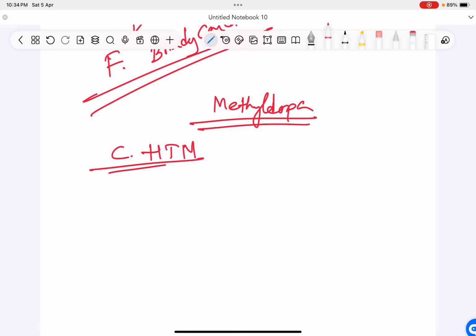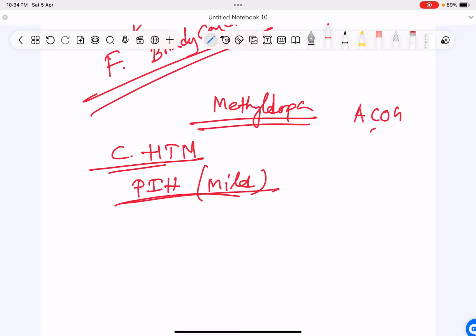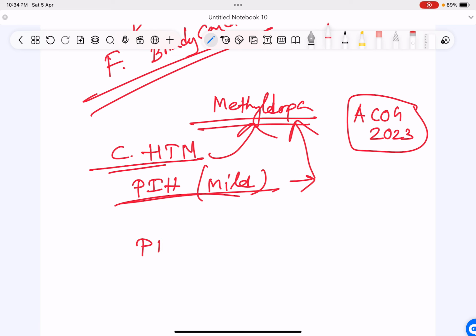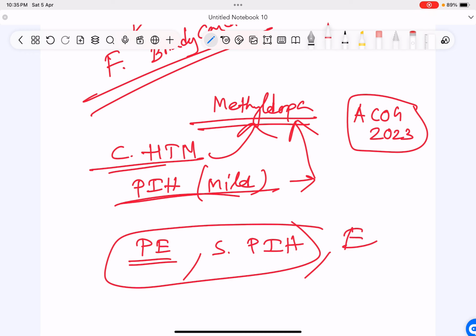And if the patient is a PIH patient who is mild PIH, although in mild PIH we don't recommend, ACOG 2023, ACOG guidelines are saying not to start antihypertensive, but if the patient has risk, you can start antihypertensive, so there you will give methyl dopa, and in chronic hypertension you will give methyl dopa. But for pre-eclampsia, okay, and for severe PIH and obviously for eclampsia also you will have to give labetalol.